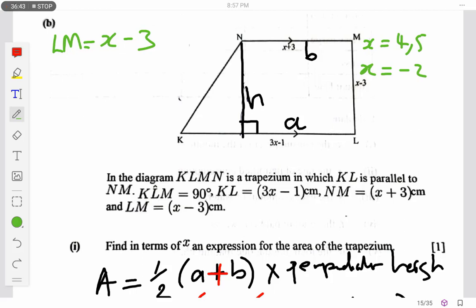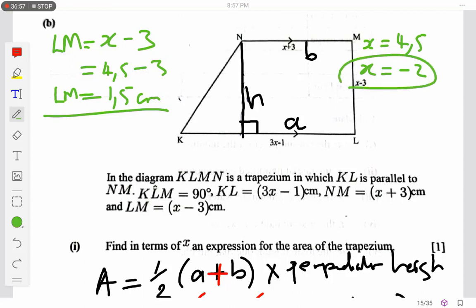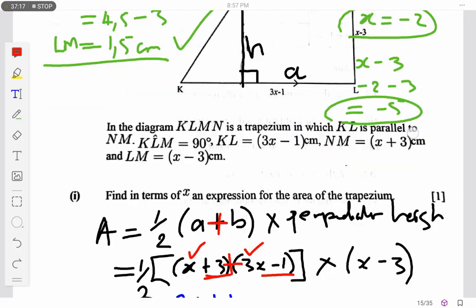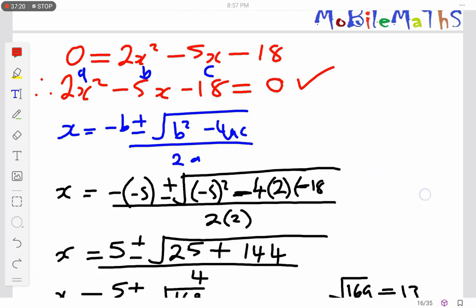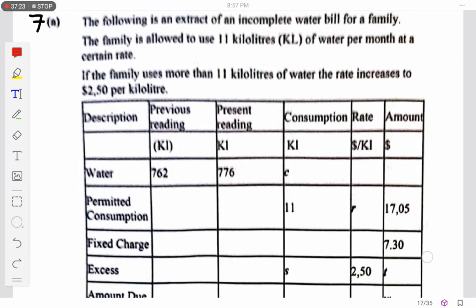Now, if I substitute 4.5, I get 4.5 minus 3. This will give me 1.5 centimeters as LM. If I substitute minus 2 here, I'll have x minus 3 equal to minus 2 minus 3, which gives us minus 5, and we can't have such a negative length. So we are going to take our x value as 4.5 and our length is 1.5. So that is how we answer this question. We are done.